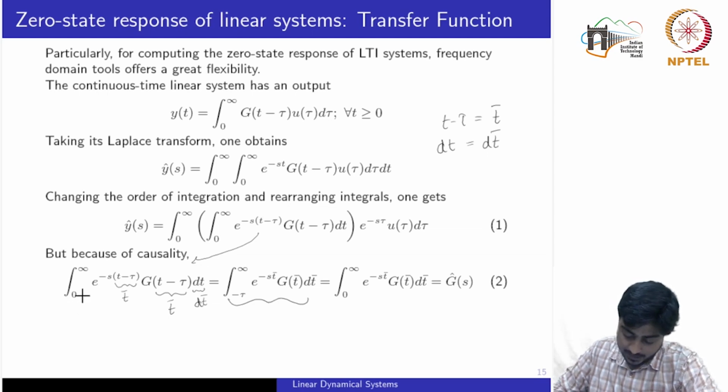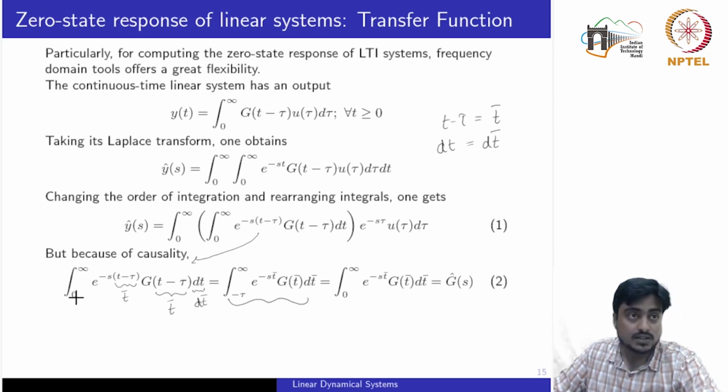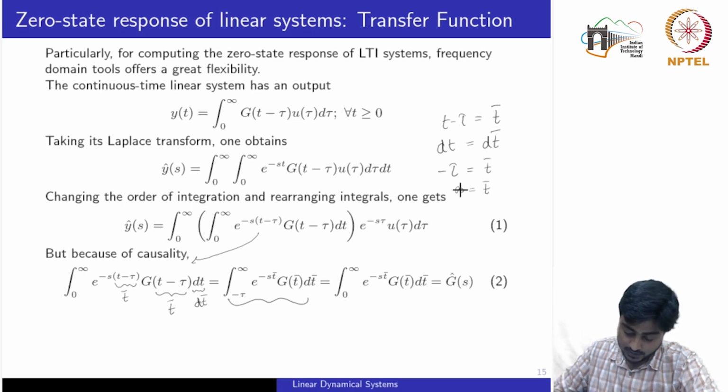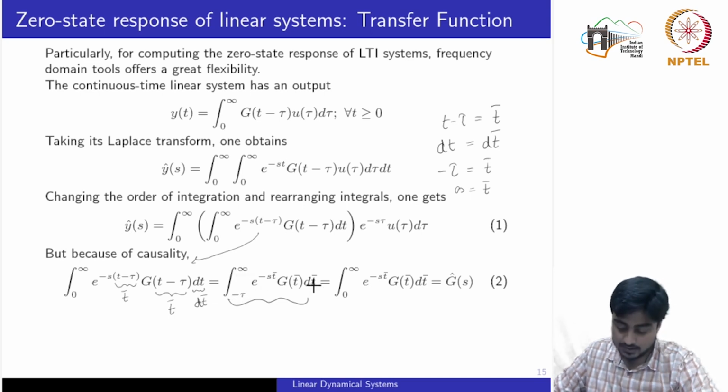Now if we see the limits, if I put t equal to 0, the lower limit, we would have minus tau as tau bar, right? And if I put infinity, it would be infinity. So this limit from 0 to infinity would change to minus tau to infinity if we are doing this integral over t bar, right?